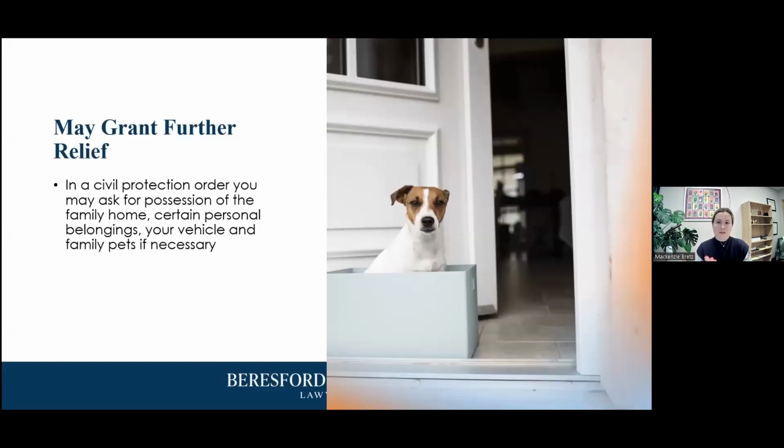Some orders may grant further relief. So in a domestic violence protection order, if you are married to a person or living with a person, you can ask for possession of a home, possession of a vehicle, for finances to remain the same. And we have a photo of a dog on here because you can ask for possession of animals. So those are some things you can see as well.